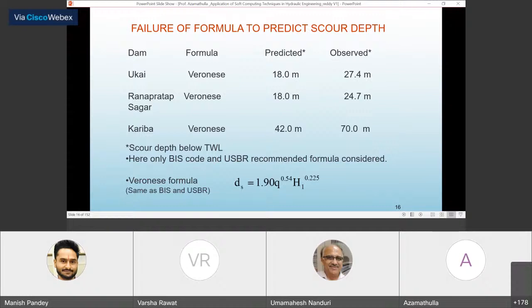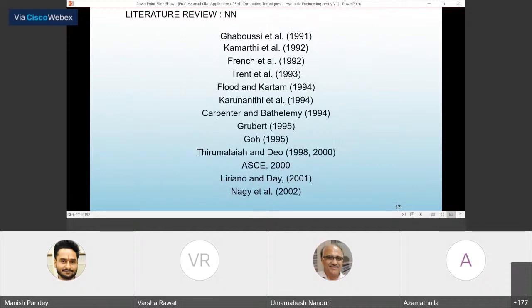You can see in the case of Wukai Dam, the observed scour was 27.4 meters and the prediction was 18 meters. You can see the same in the case of Rana Pratap Sagar and Kariba Dam. So all these formulas failed, but still our Bureau of Indian Standards and USBR recommend this formula. Okay. Next slide, please.